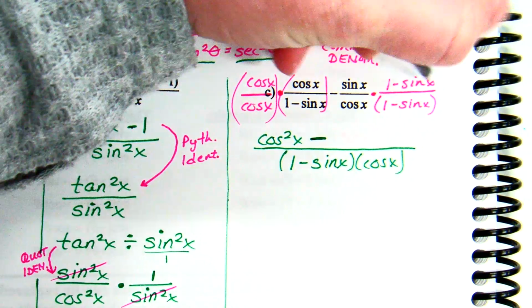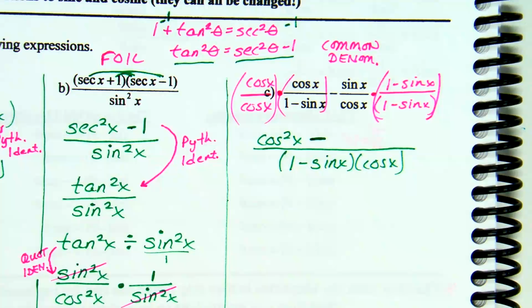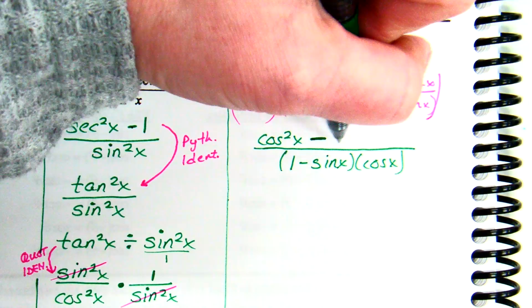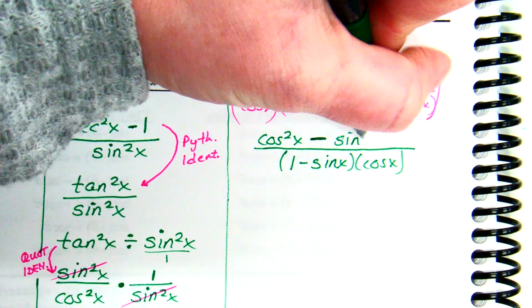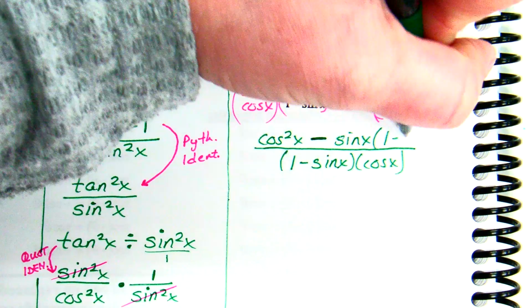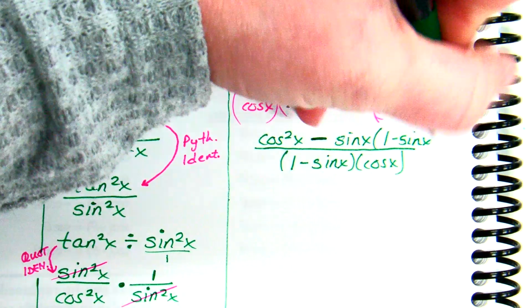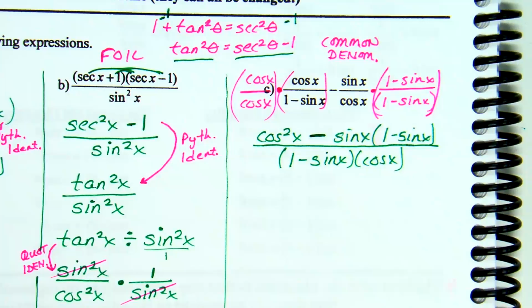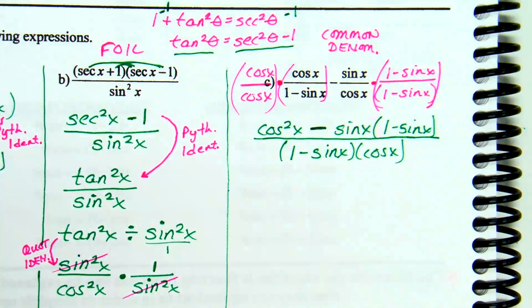Now, you have an option here. Do you want me to distribute as is, or do you want me to wait a step? My options are, I can just write it down as sine x times 1 minus sine x for the moment. I guess I'll do that for the moment. If you want to go ahead and distribute, do it. That is fine with me.